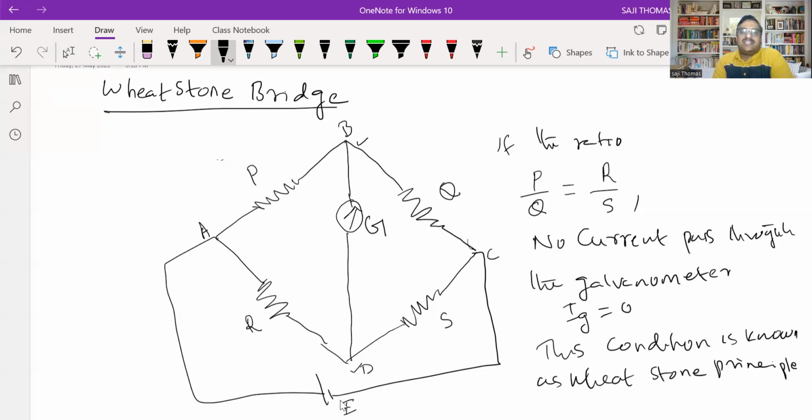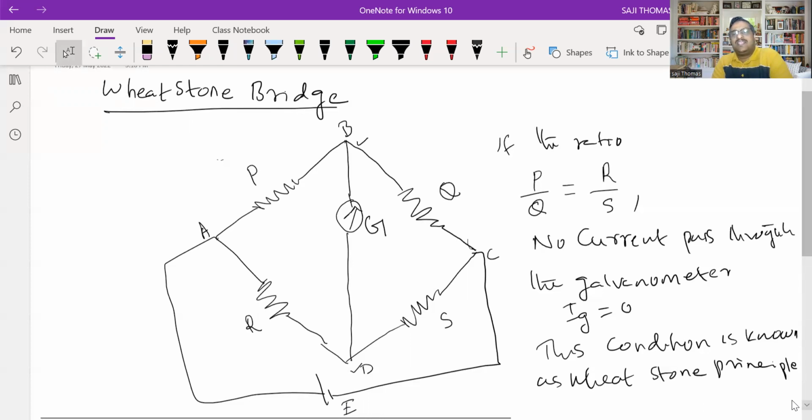At balance condition, we can interchange the positions of the galvanometer and the cell. If you connect the cell between B and D and the galvanometer between A and C, then also the galvanometer shows zero current, because A and C will be at the same potential. So current through the galvanometer will be zero.